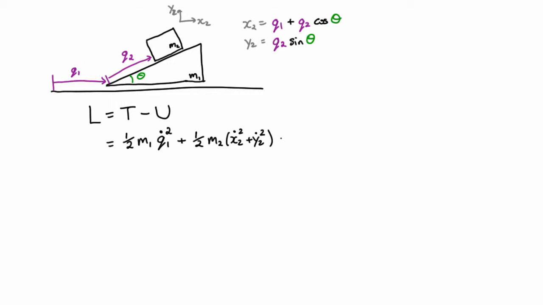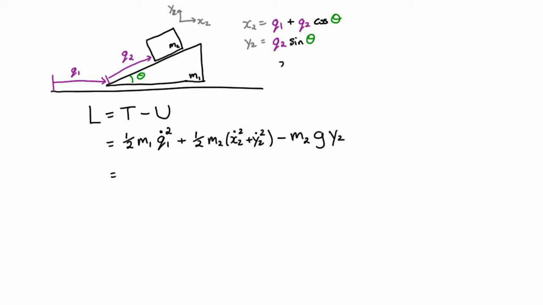So we need to take away the potential energy as well. The potential energy of this block never changes, so we'll just set that to 0. The potential energy of this one does, however, as Q2 goes up and down, this goes up and down the slope. So we've got minus m2 times g times the height, which is just going to be, again, our y2. Now I need to get these things in terms of the generalized coordinates.